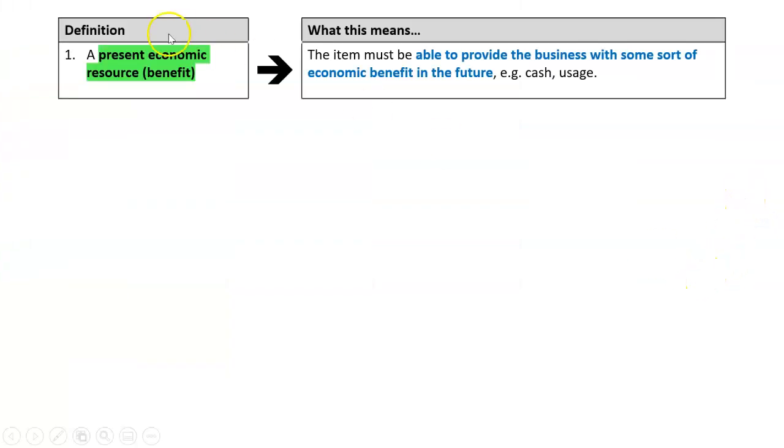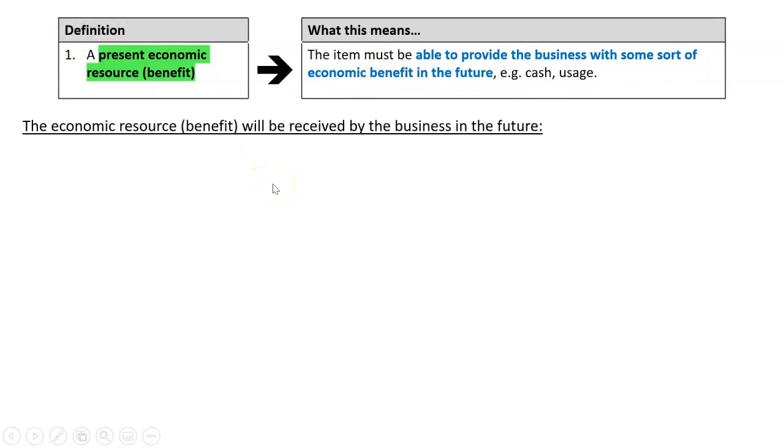Let's just look at the parts of this definition before we move on to liabilities and say, well, what does this mean? A present economic resource. It's got to be able to provide us with some sort of economic benefit in the future. And that's the first key part.